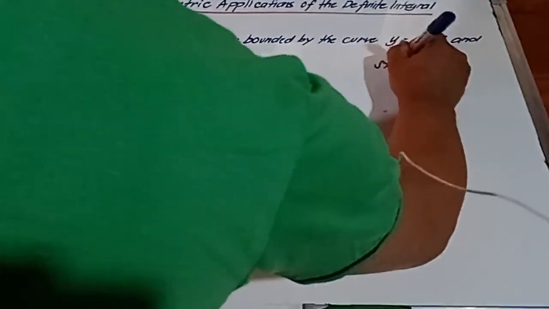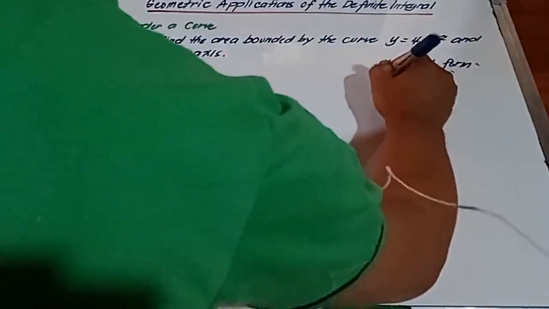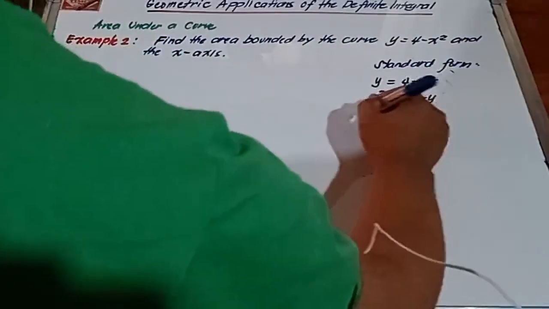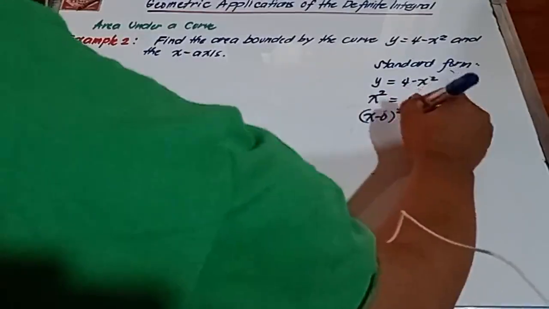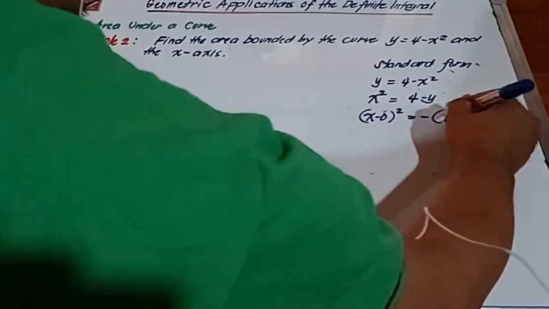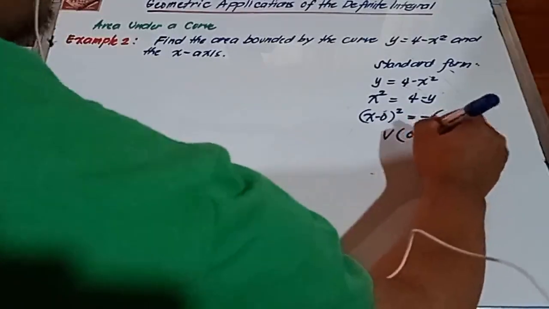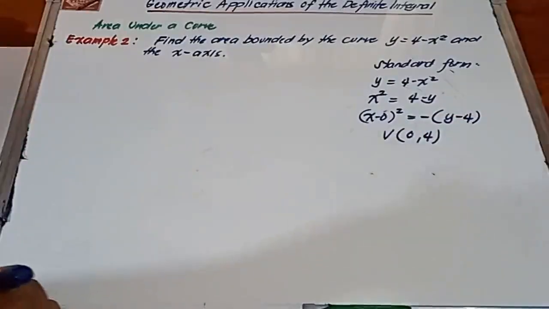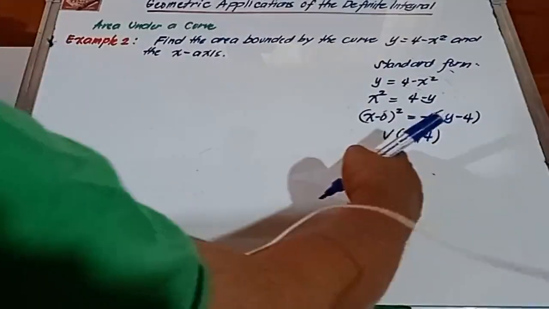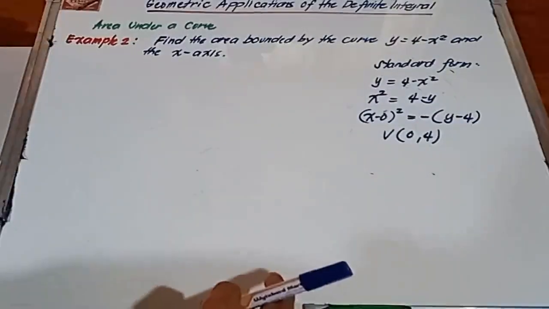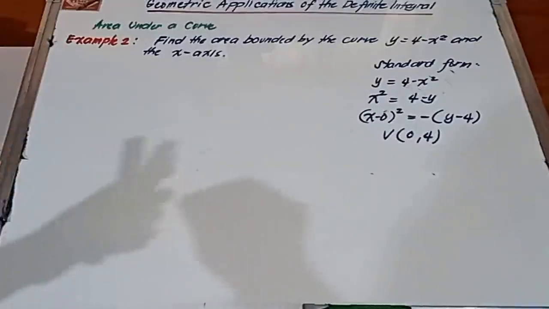Ang standard form niya ay y equals 4 minus x squared. Lipat sa x squared. So, we have x squared equals 4 minus y. We have x minus 0 squared. Factor out sa negative sign, y minus 4. So, therefore, ang vertex ng ating parabola is located at 0, 4. Okay? So, ito ay parabola with vertex at 0, 4, opens downward. Okay? So, i-graph natin siya.